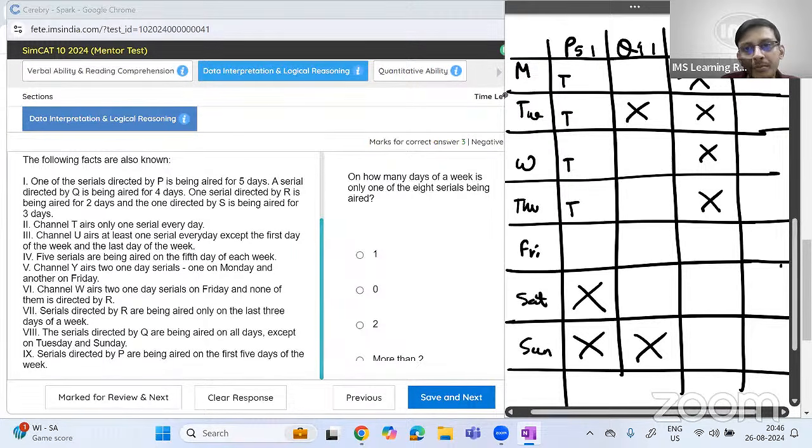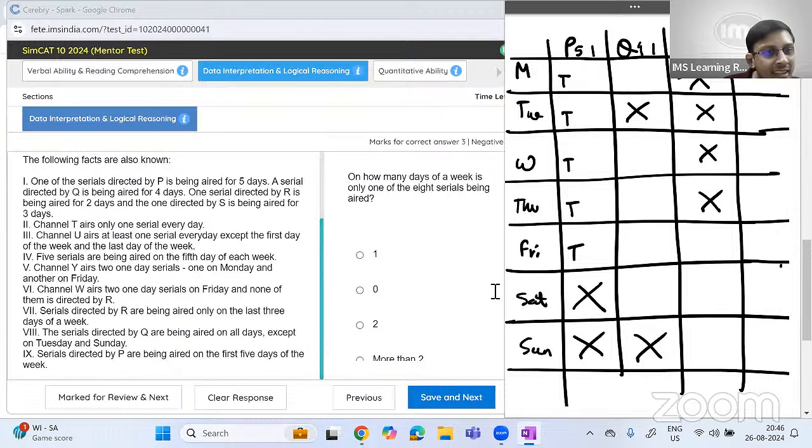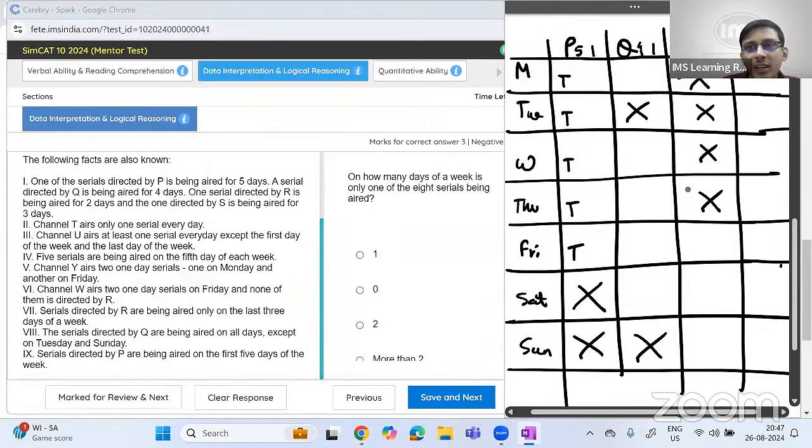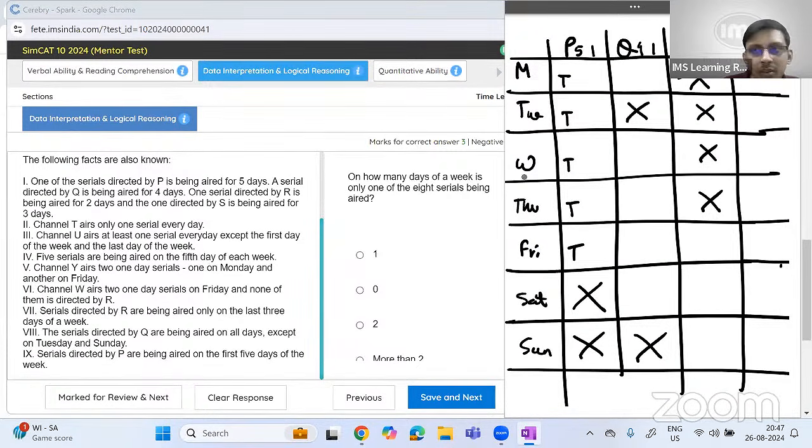This is one show. T also has one serial. T will also have to air on Saturday and Sunday, one serial every day. Let me just see. Y airs 2 1-day serials, one on Monday, another on Friday. Now Monday can be for anyone except R.